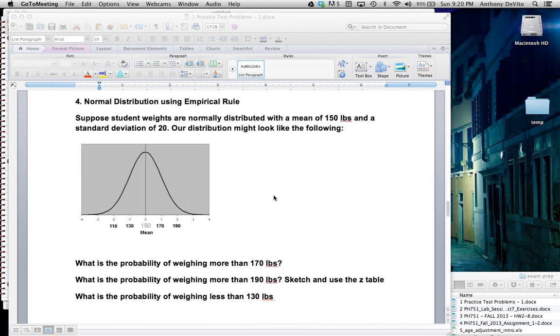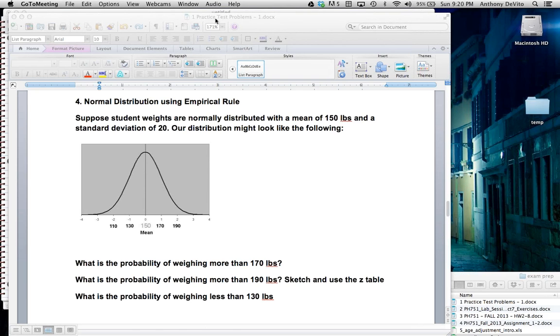Okay, now I'm going to go over the normal distribution. I don't think we're going to do anything on Chebyshev, but Chebyshev's is pretty straightforward. But the normal distribution, we're going to bump heads with for quite a while. Now this problem says, suppose student weights are normally distributed with a mean of 150 pounds and a standard deviation of 20 pounds. This picture is roughly what the distribution might look like. What's the probability of weighing more than 170 pounds? Okay, hang on just one second here.